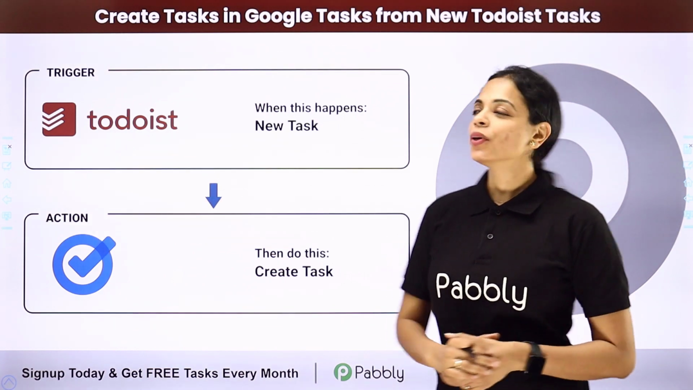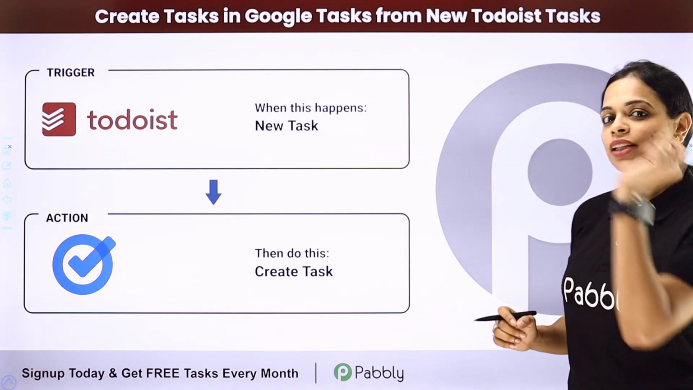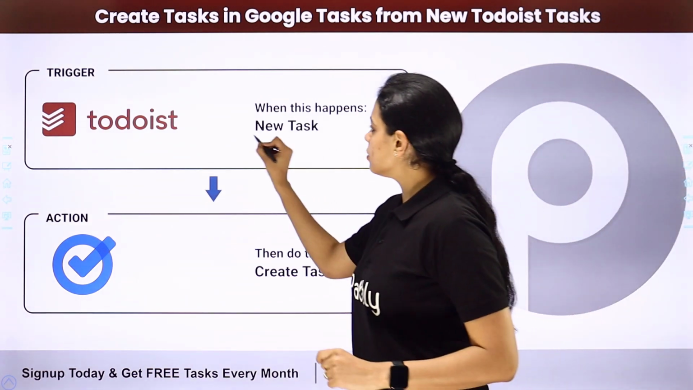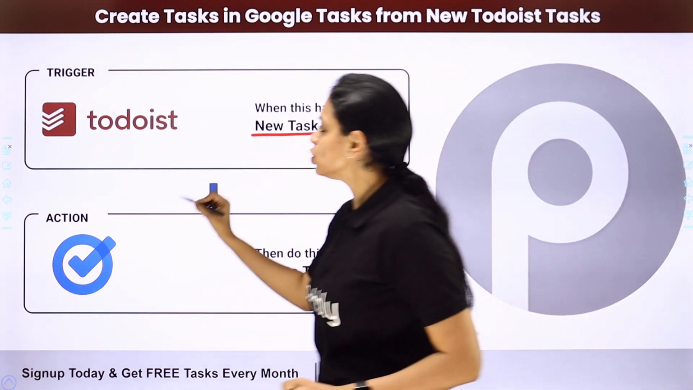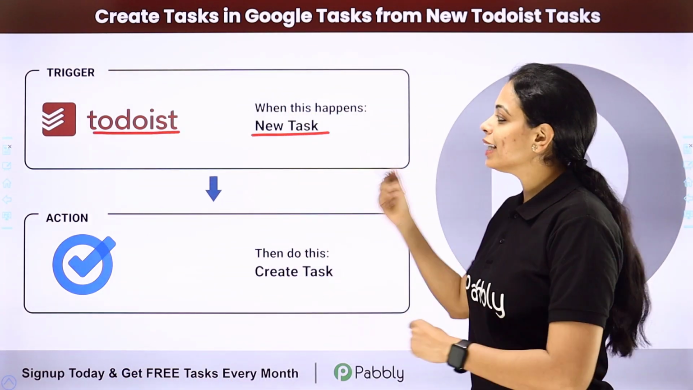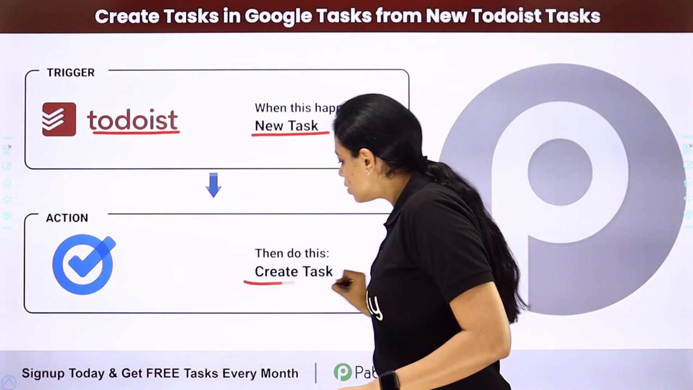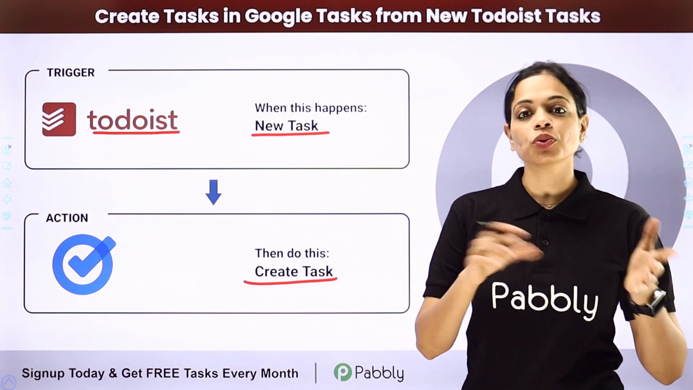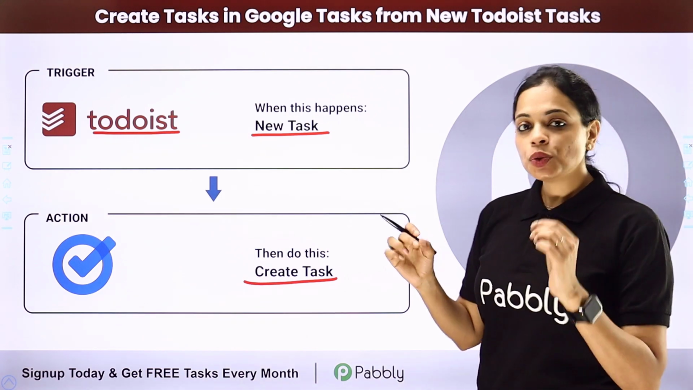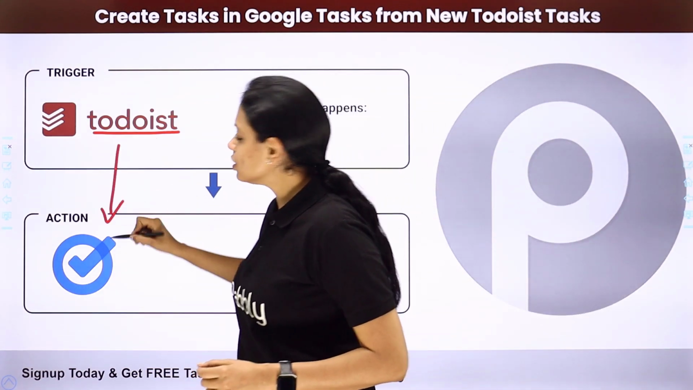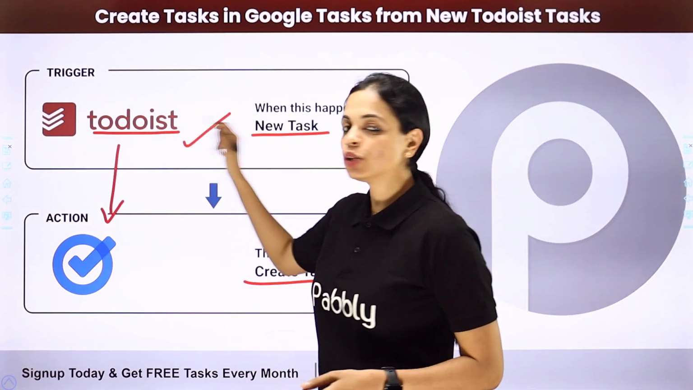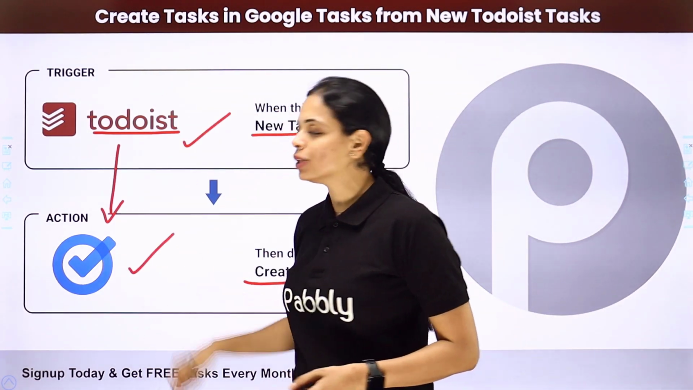In this video, we are going to see how to create tasks in Google Tasks from new Todoist tasks, which means that every time a new task is created in Todoist, which is a task management software, what you want is to create the same task in Google Tasks so that it can automatically be shown in your Google Calendar as well. It can be created as an event there. Now to do this, you have to integrate the two applications, and the same thing can be done using Pabbly Connect software. Here your trigger application would be Todoist and your action application will be Google Tasks.